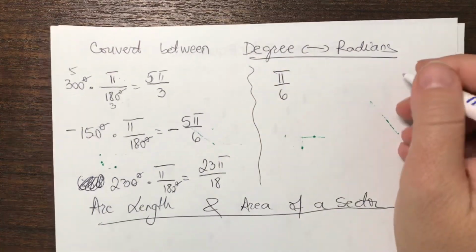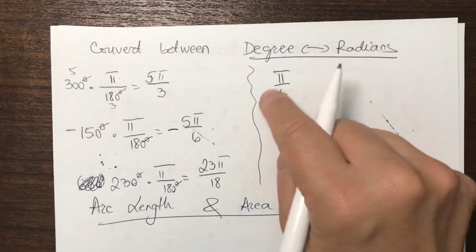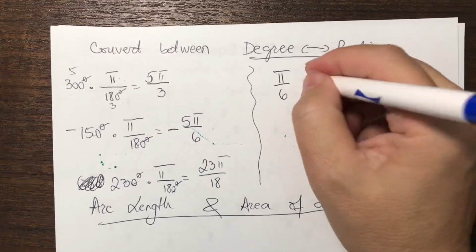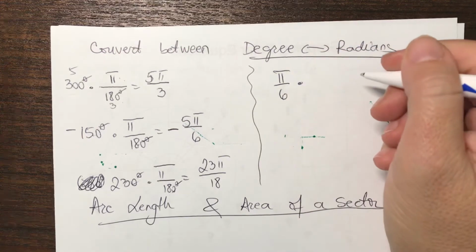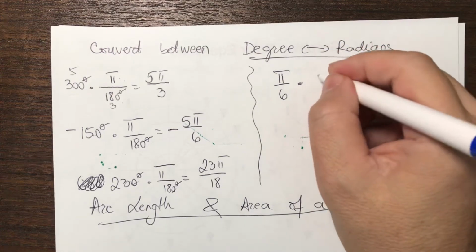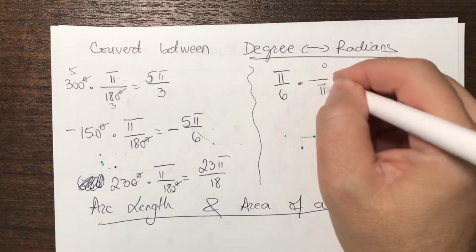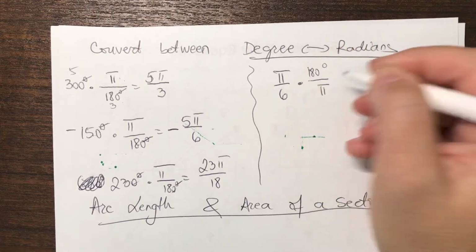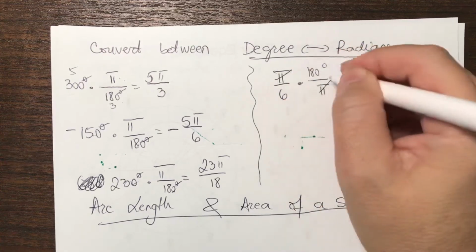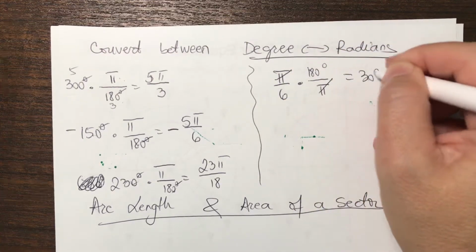Okay, let's go the other way. Pi over 6. Definitely a radian measure. Why? I didn't put degrees to it, right? How do I transform it into degrees? I'm going to want to bring in the degrees and get rid of the pi's. So 180 divided by pi, and that's nothing but 30 degrees.